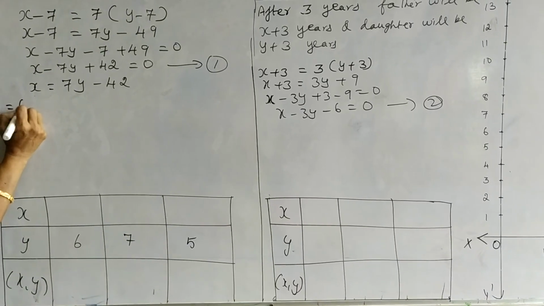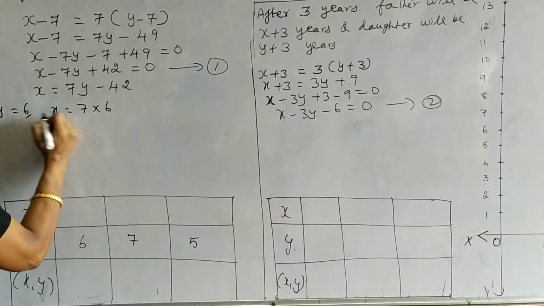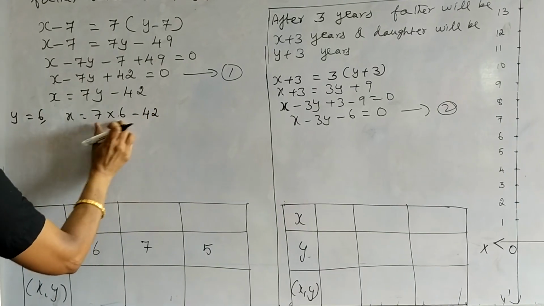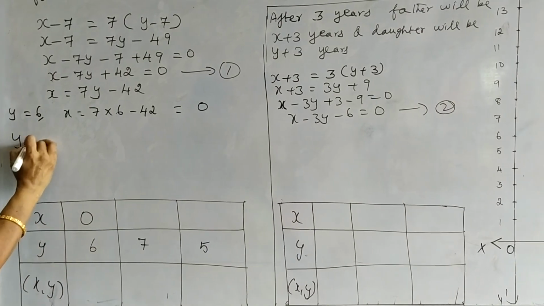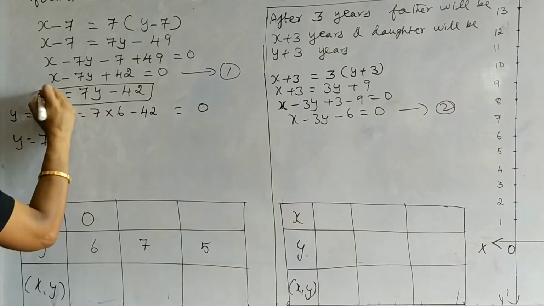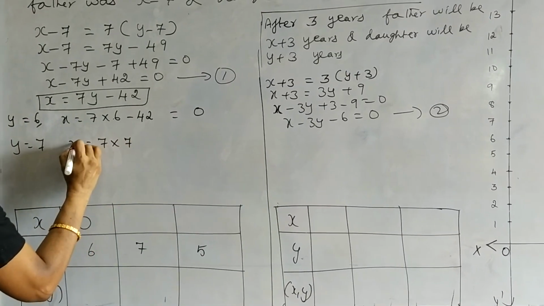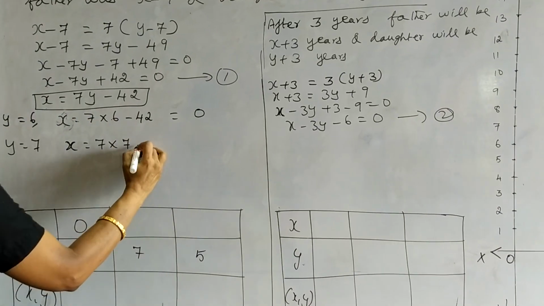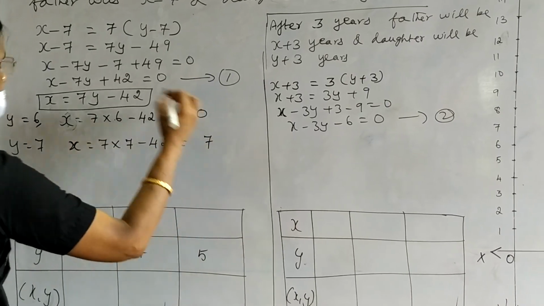So when y is equal to 6, x is 7 into 6. I substitute the value of y here. 7 into 6 minus 42. 42 minus 42 becomes 0. So that is my first entry. Then I take y is equal to 7. When y is equal to 7, again this is the main equation. Here we substitute each and every value. X becomes 7 into 7 minus 42. So it is 49 minus 42, which is equal to 7.